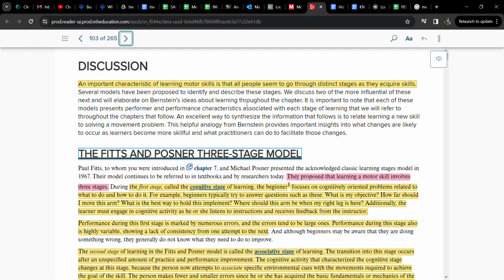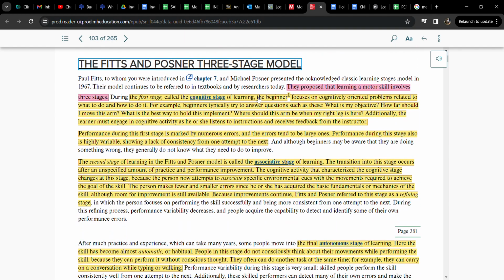An important characteristic of learning motor skills is that all people seem to go through distinct changes as they acquire skills. The first part that we're going to talk about in the stages of learning is this three-stage model. There's three stages in this Fitts and Posner model, and I will quickly go through each stage. These two guys, Fitts and Posner, proposed that learning a motor skill involves three stages.